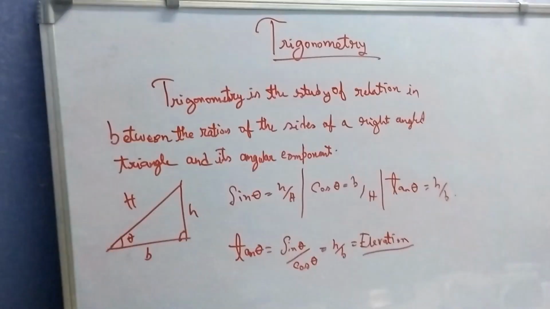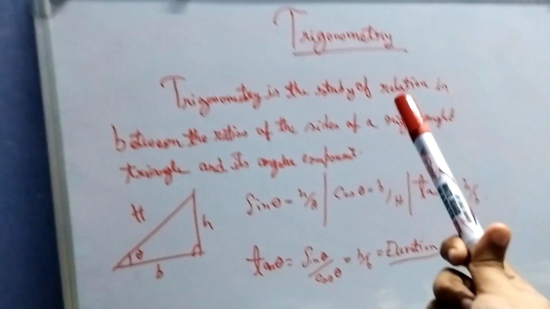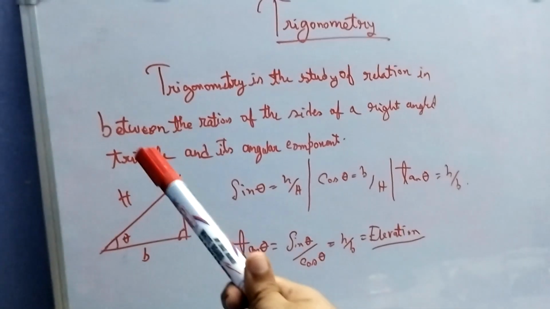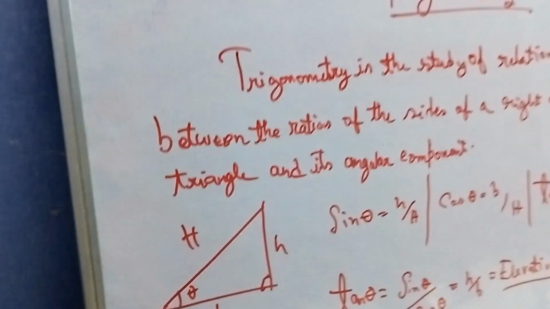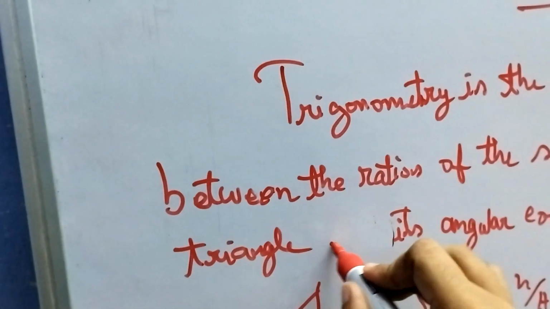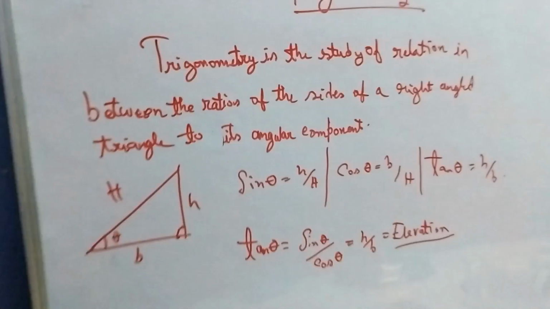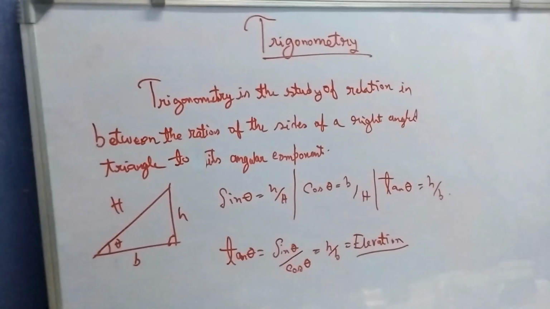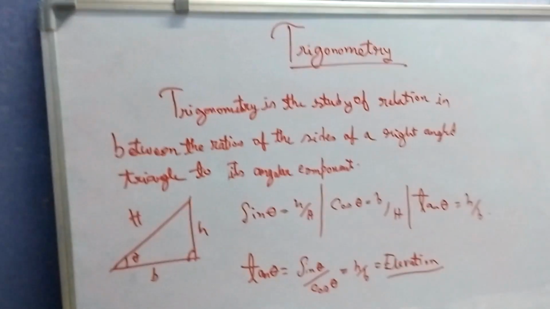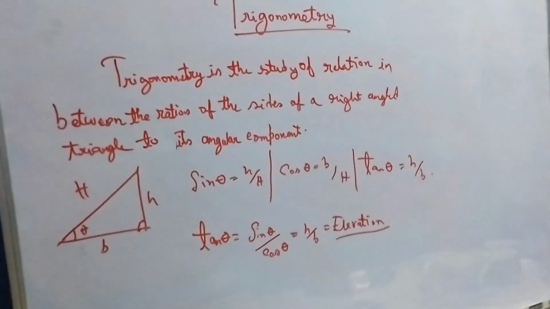So trigonometry is the study of relation between the ratios of the sides of a right angle triangle to its angular component, right? Means how the ratio of the sides of a right angle triangle is related to its angular component, that is theta. And what is theta? Earlier I described to you, it is the angle between base and hypotenuse.